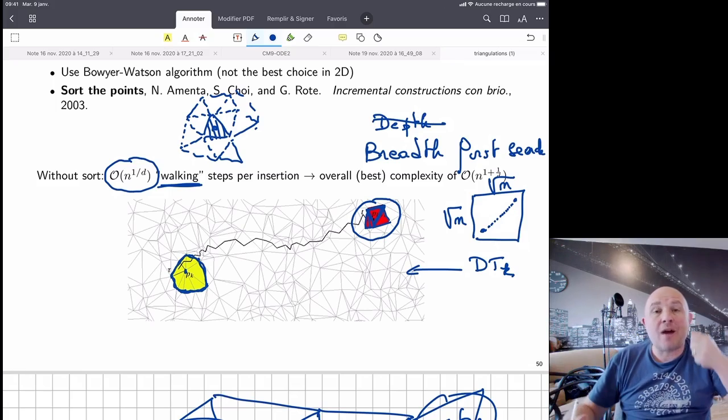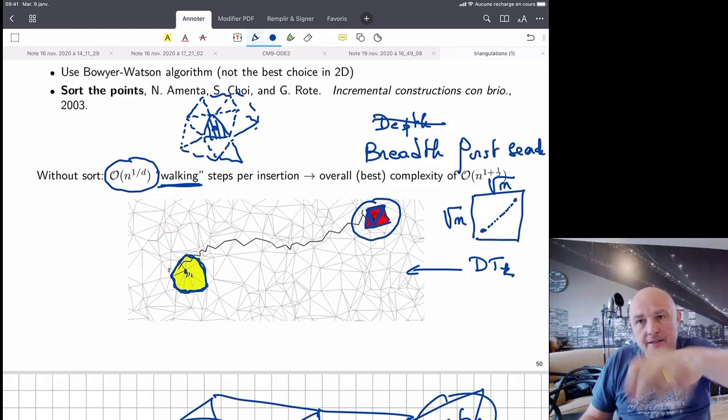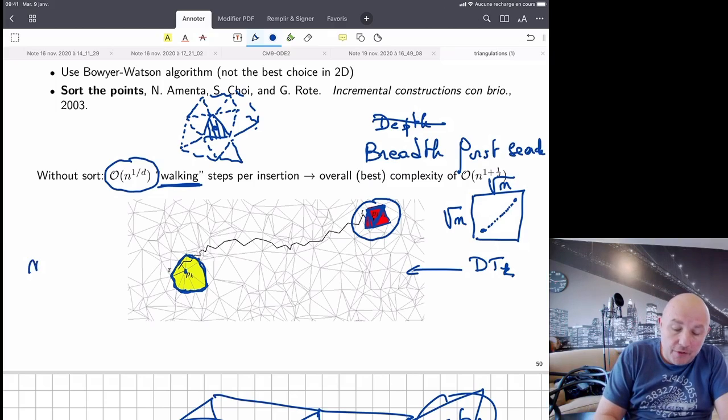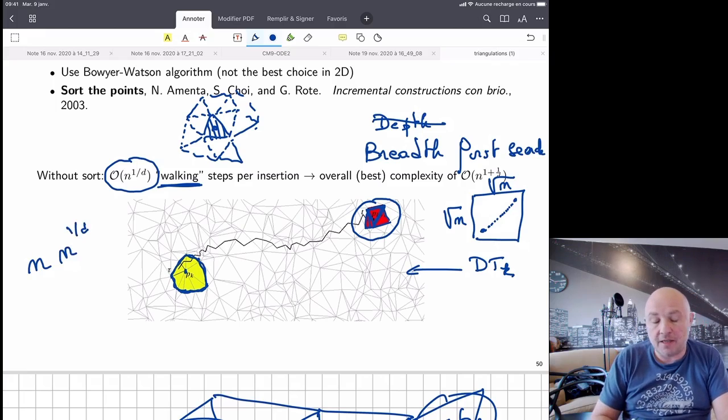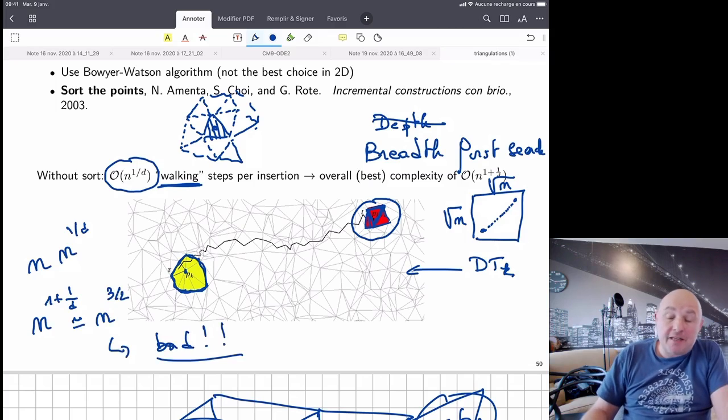So if you want to add n points, you would have to walk for each point and then insert the point. So you would have n points, and at any time you add a point, you would have n to the power 1 over d walks in the worst case scenario. So your algorithm will be n to the power 1 plus 1 over d, d being the dimension. So in 2D, it's n to the power 3/2. This is bad. Of course, it's better than n squared, better than the flip algorithm. But still, it's super bad.